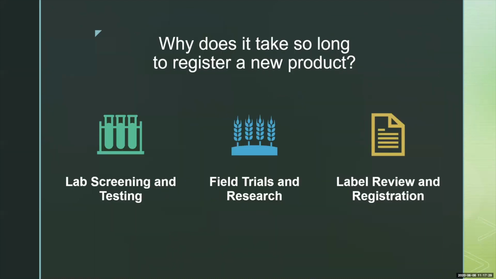So why does it take so long to register a new product? You have to do lab screening and testing, field trials and research. And then the information needs to be provided to EPA so they can review all of the results from these studies, prepare labels that are clear and easy to follow, and then the product needs to be registered as well.